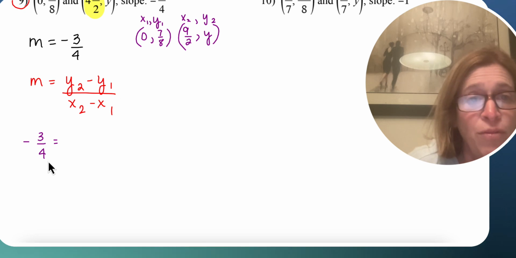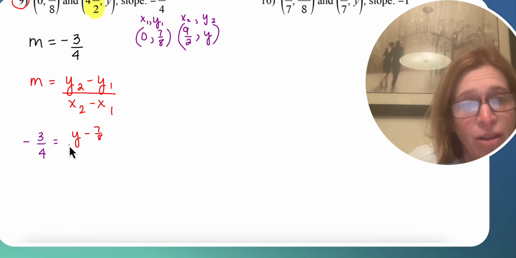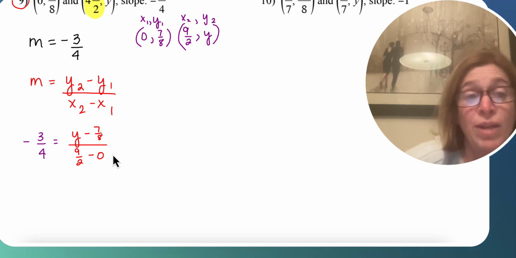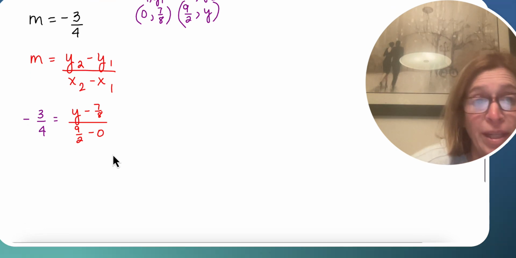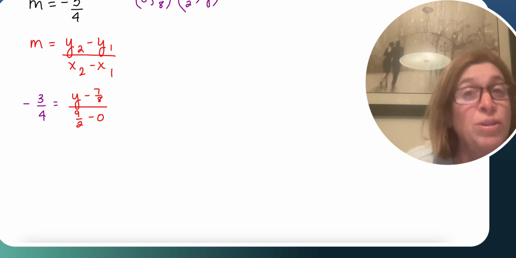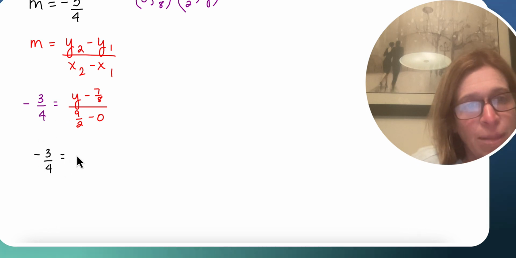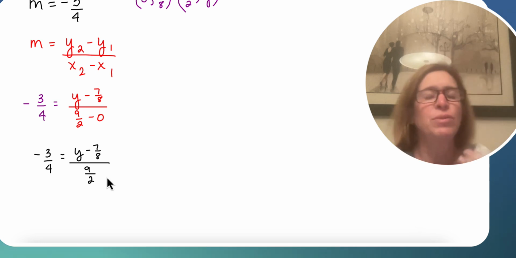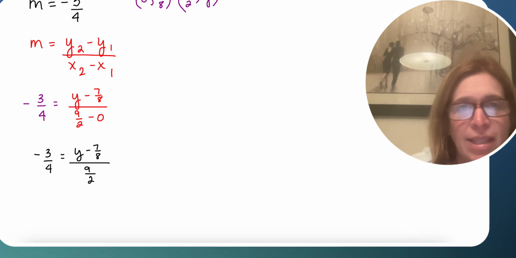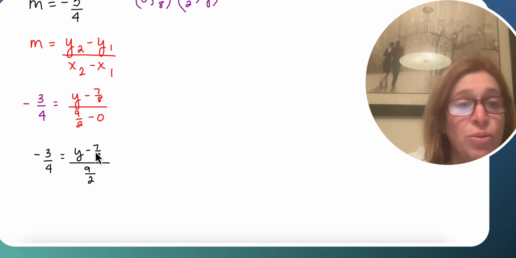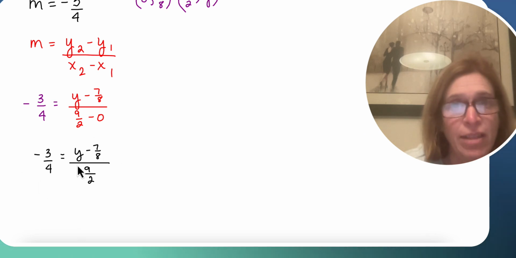So I have negative 3/4 equals y2, so y minus 7/8, all over 9/2 minus 0. Okay, so now I have an equation with only one variable in it, so this will be easier for me to solve, although this one's a little tricky. So I have negative 3/4 equals, I'm going to simplify, y minus 7/8 divided by 9/2. You certainly could turn them into decimals, but I just think it's easy to leave it like this. All right, so now I have a proportion, and it's a funny looking proportion.